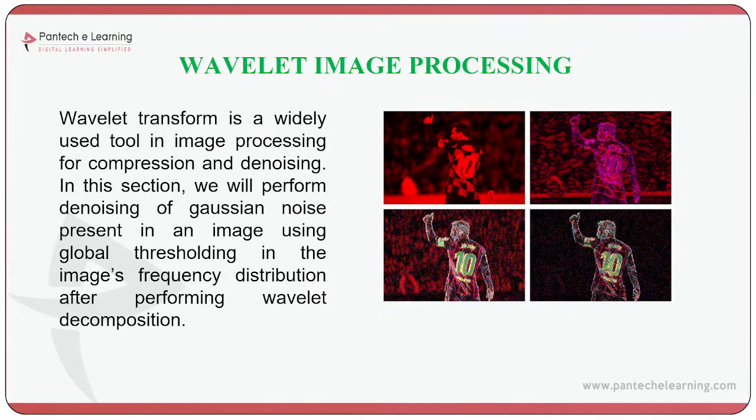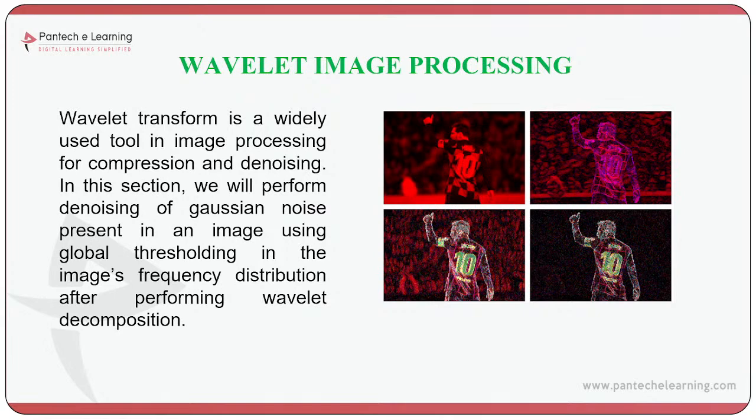So Fourier transform will be providing only information about the frequency of the content in the image, but this wavelet transform performs both, so both frequency and spatial information will be contained in the image.